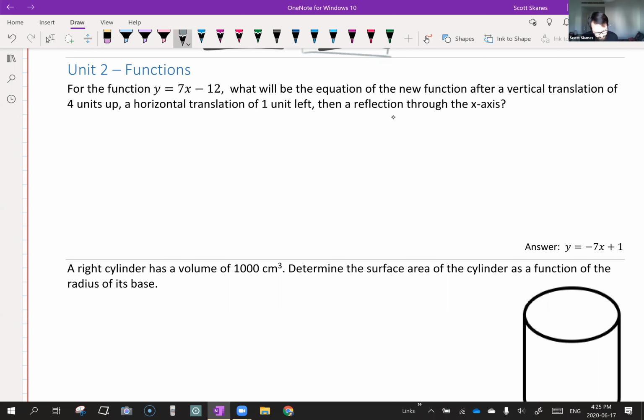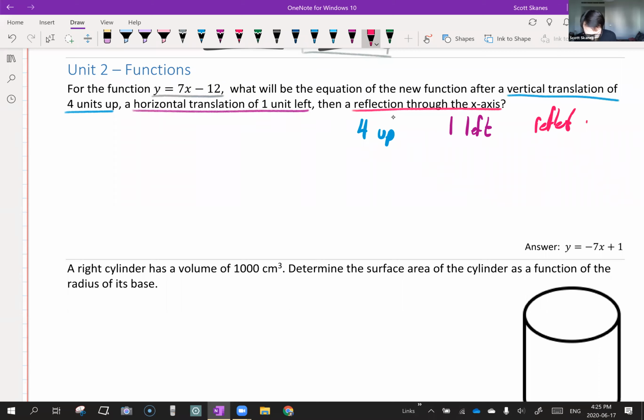Let's read the question. For the function y equals 7x minus 12, what will be the equation of the new function after a vertical translation of 4 units up, a horizontal translation of 1 unit left, and a reflection through the x-axis? So I want to remind you what all these things mean. A vertical translation of 4 units up, okay? We need to do 4 up. We need to do 1 left. And then we're going to have a reflect in the x. And let me show you what these mean, okay?